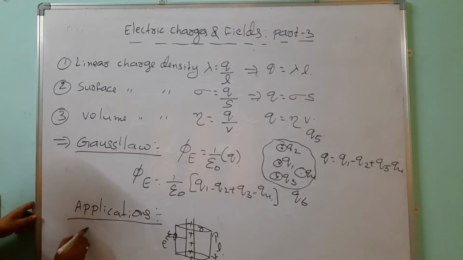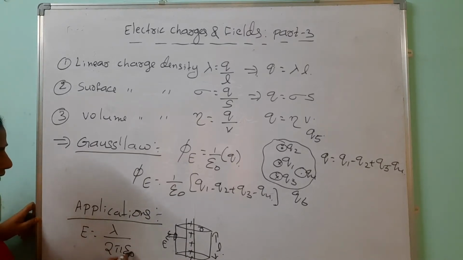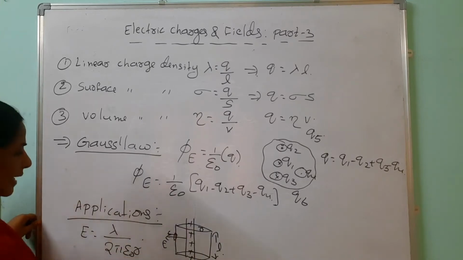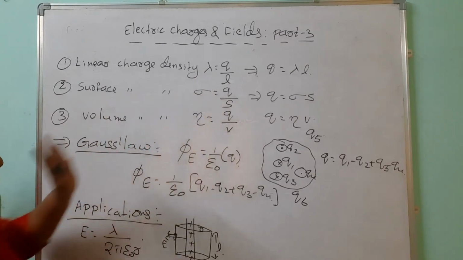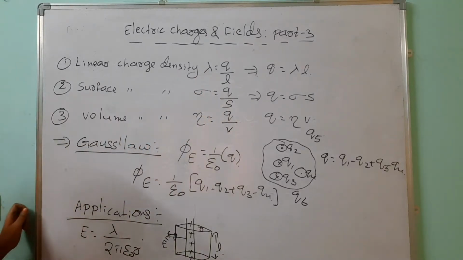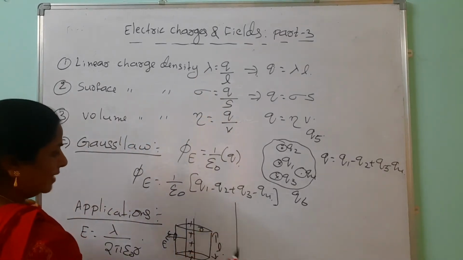So in this case E equals lambda by 2 pi epsilon naught into R, where R is the radius. Instead of lambda, we can also write Q by L, if you want to. This is the first application.